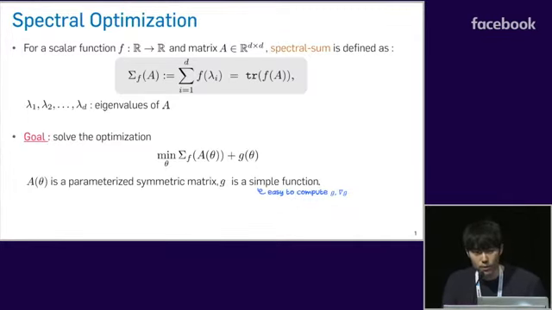Here we focus on minimizing the spectral sum problem, assuming that matrix A is symmetric and parameterized. Also, we are assuming there is a simple function g, which means it is easy to compute itself and its gradient. Such spectral optimization arises in many machine learning tasks, including collaborative filtering, hyperparameter learning, and also diversity modeling as well.